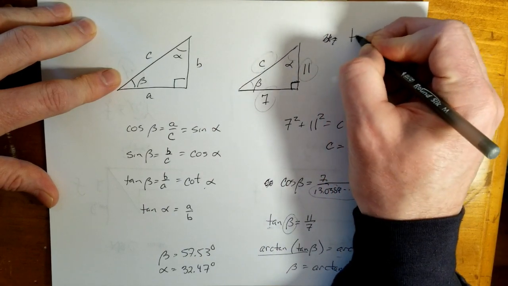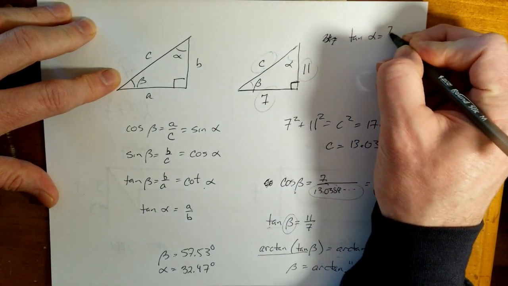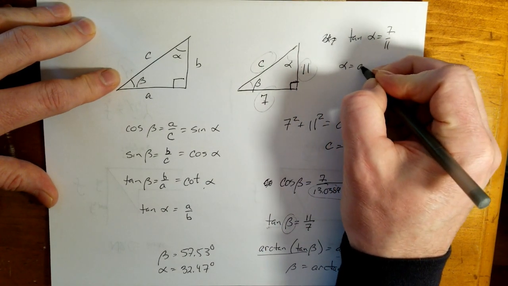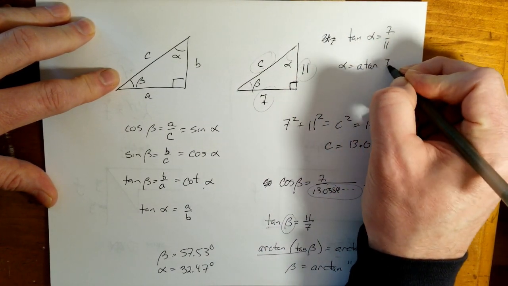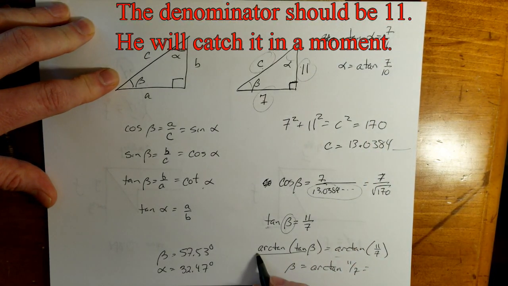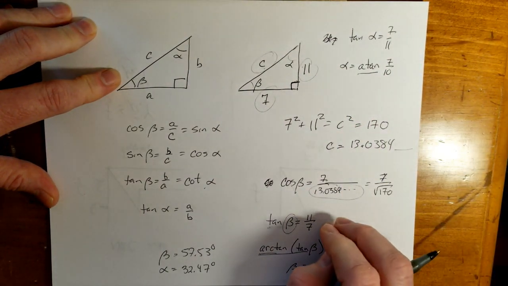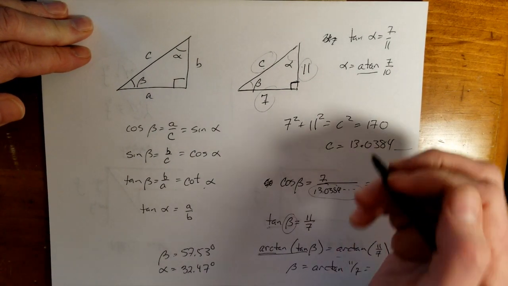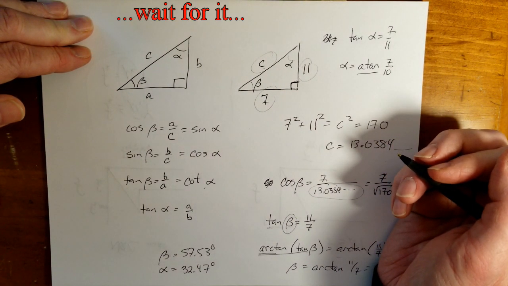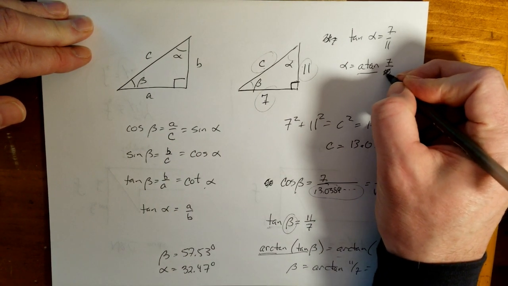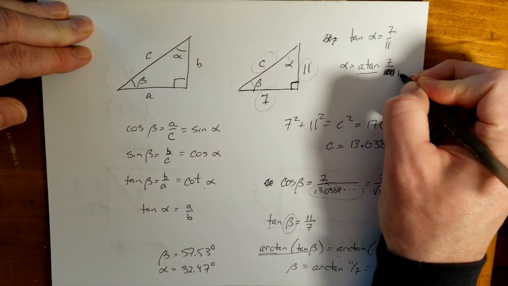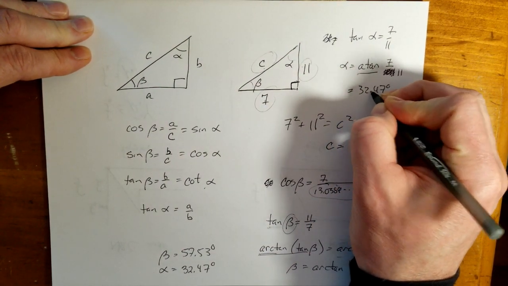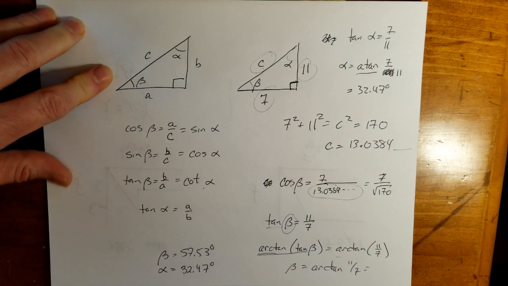I could have also found alpha by doing it step by step. The tangent of alpha is 7 over 11, opposite over the adjacent. So alpha is the arctan, and I'm going to abbreviate just a little bit there. Writing out arctan, this is the way my calculator presents it, so I will do that often enough. So arctan of 7/11ths, and I get 32.47 degrees. Hey, how about that? It's the same thing as down here.